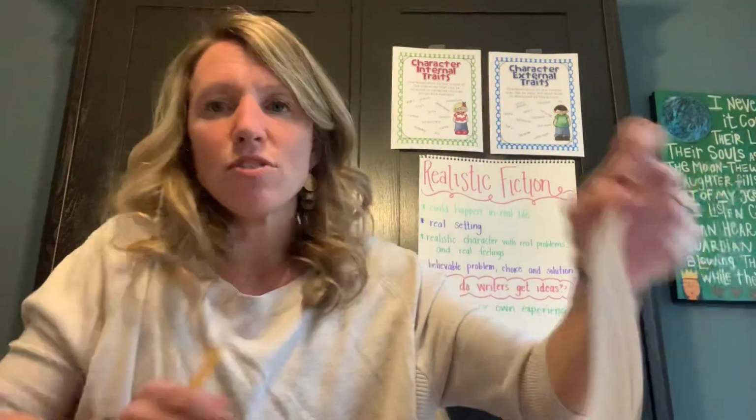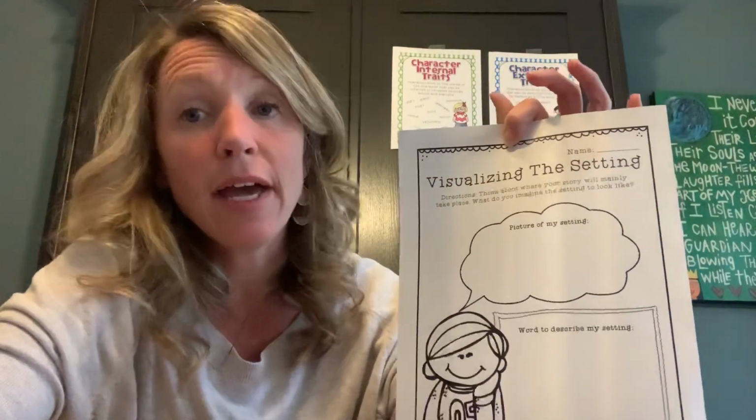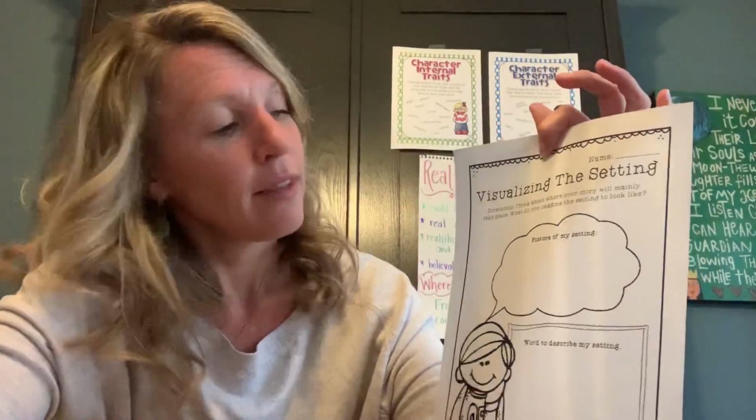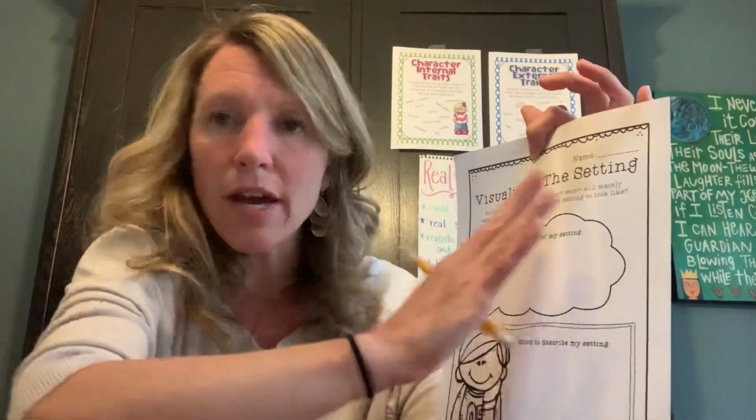And I'm kind of thinking for your setting page, it says visualizing the setting. Think about where your story will mainly take place. What do you imagine the setting to look like? So if I am mainly having the setting take place at home, then I would picture my setting and draw it. It might be cozy in the woods, kind of like my house, or it might be a neighborhood setting where there's lots of friends around and lots of houses.